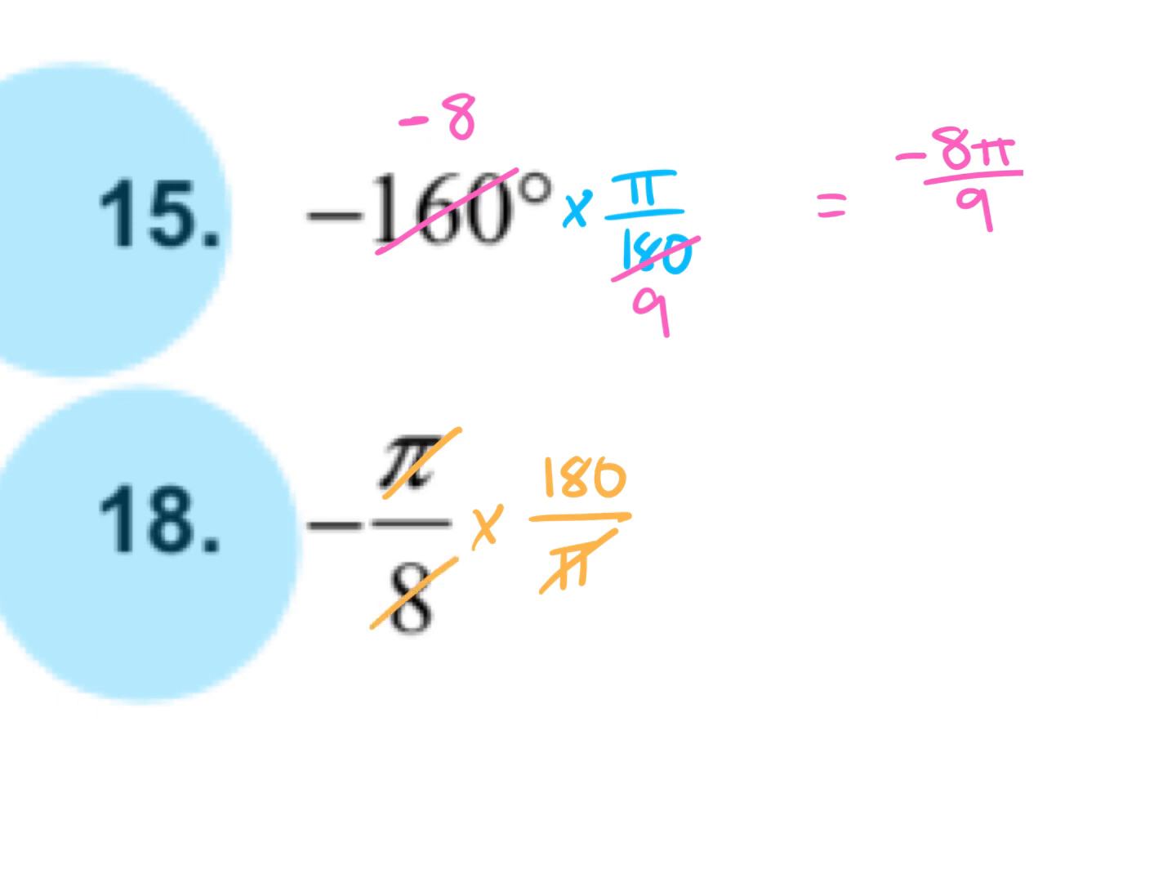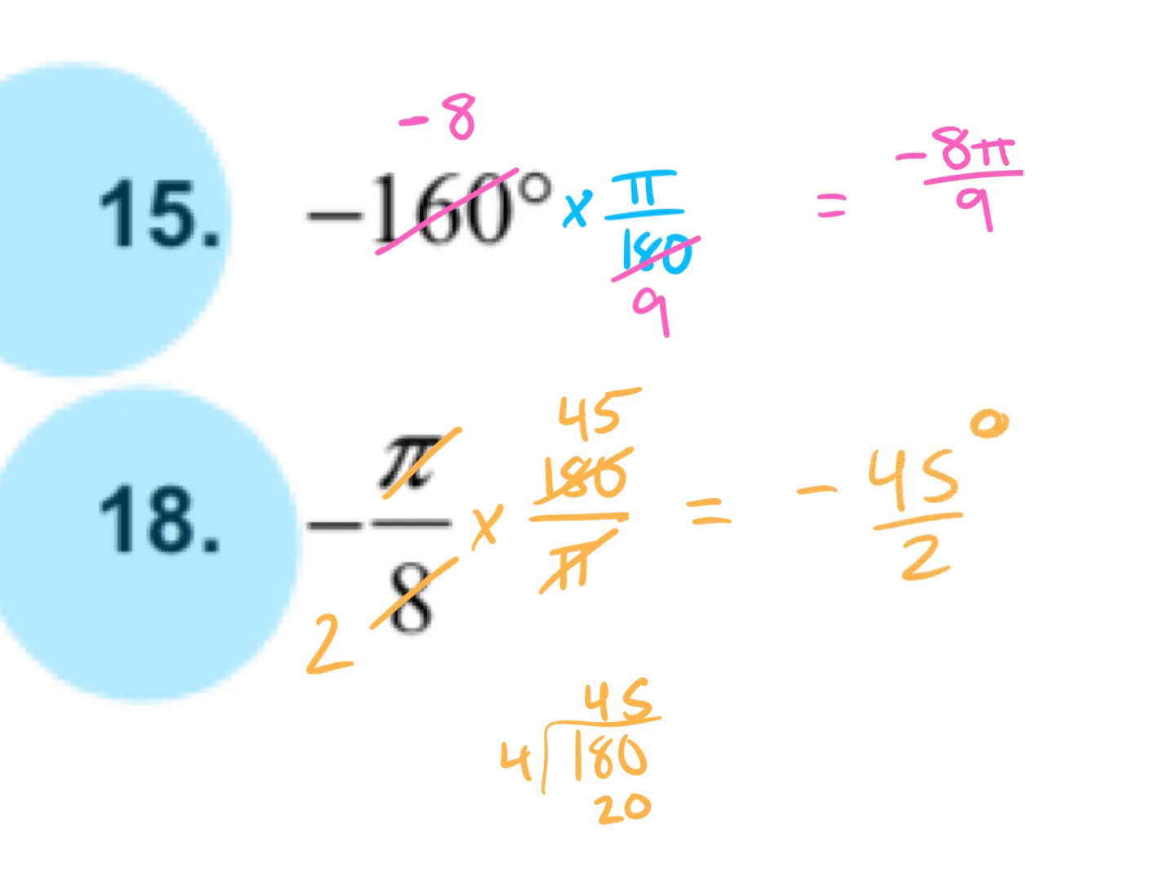Let's try 4. 4 goes into 8 twice. 4 goes into 18 0... let's see, 4 with 2 left over. 4 goes into 20 5 times. So 45. Can we simplify any more? So what do we have left? Negative 45 over 2 degrees. Don't forget when you're converting to degrees, do not forget the degree symbol. If you want to, you can put it as a decimal.